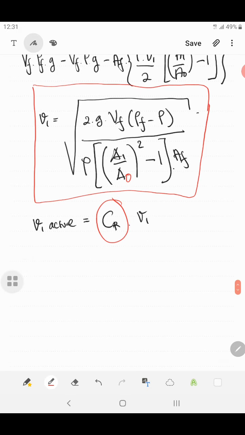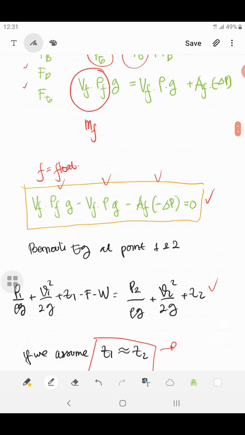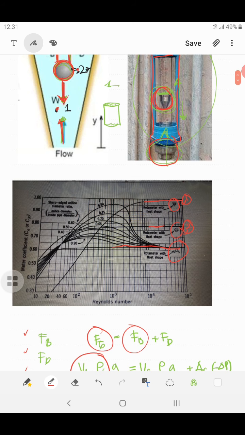Nah, yang terakhir jangan lupa, untuk menghitung kecepatan aktual atau kecepatan real, jangan lupa dikalikan dengan koefisien discharge untuk rotameter. Dapatnya dari mana? Ini grafiknya. Grafiknya satu grafik dengan grafik dari orifice. Bedanya yang dipakai untuk rotameter hanya yang saya garis merah ini saja, 1, 2, dan 3.